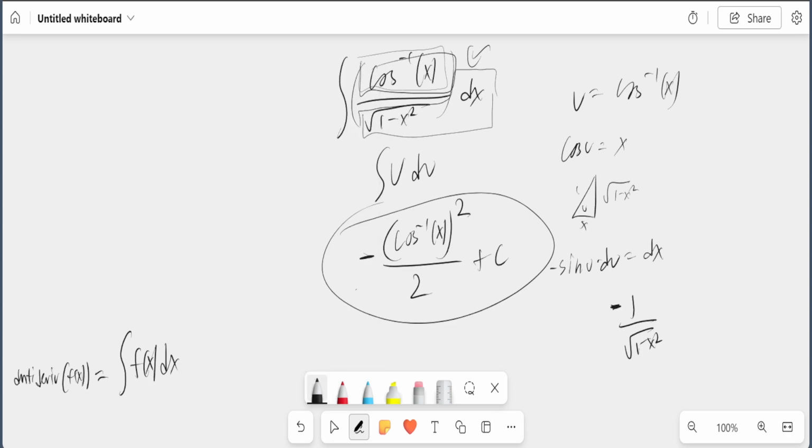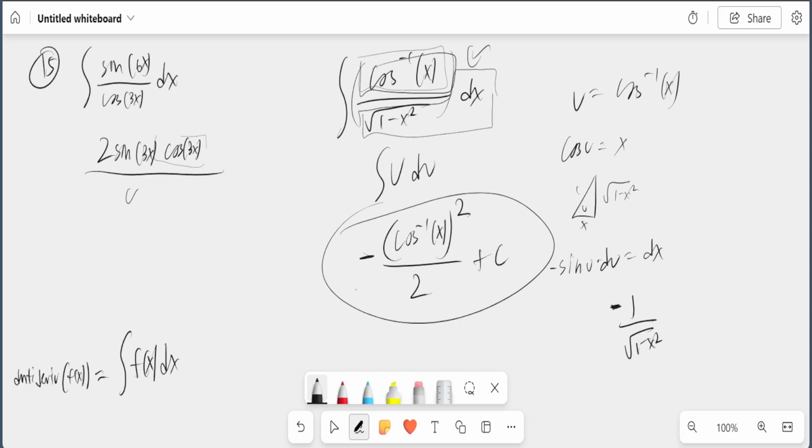Are you talking about 15? Okay, so let me just do it here. 15. So sine 6x over cosine 3x dx, right? The top becomes 2 sine 3x cosine 3x. I think that might be what you're missing, right? You forgot the cosine 3x over cosine 3x dx. So then those cancel out, so you get 2 sine 3x dx, which is sine u du.